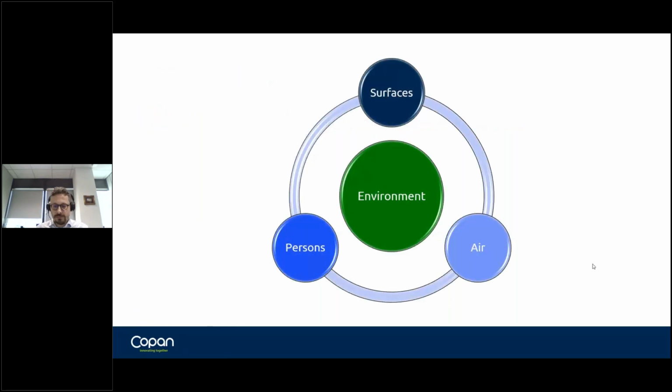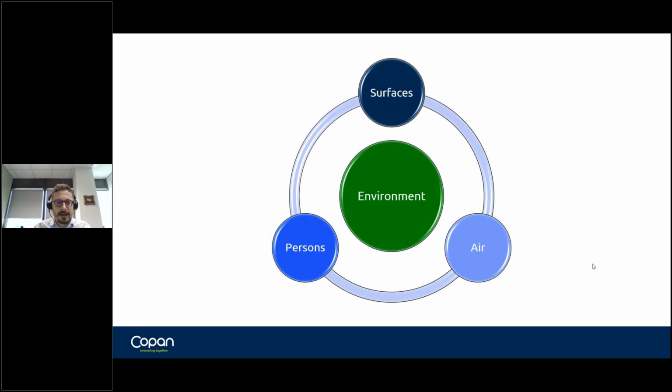As a first slide of today's meeting, I would like to start with a definition. The definition of the environment, which, looking in the vocabulary, is defined as a surrounding or condition in which a person, animal, or plant lives and operates. Clearly, the environment is composed of different elements: persons, animals, plants that live in that space, the air, which fills the space, as well as the surfaces with which all these things are in contact.